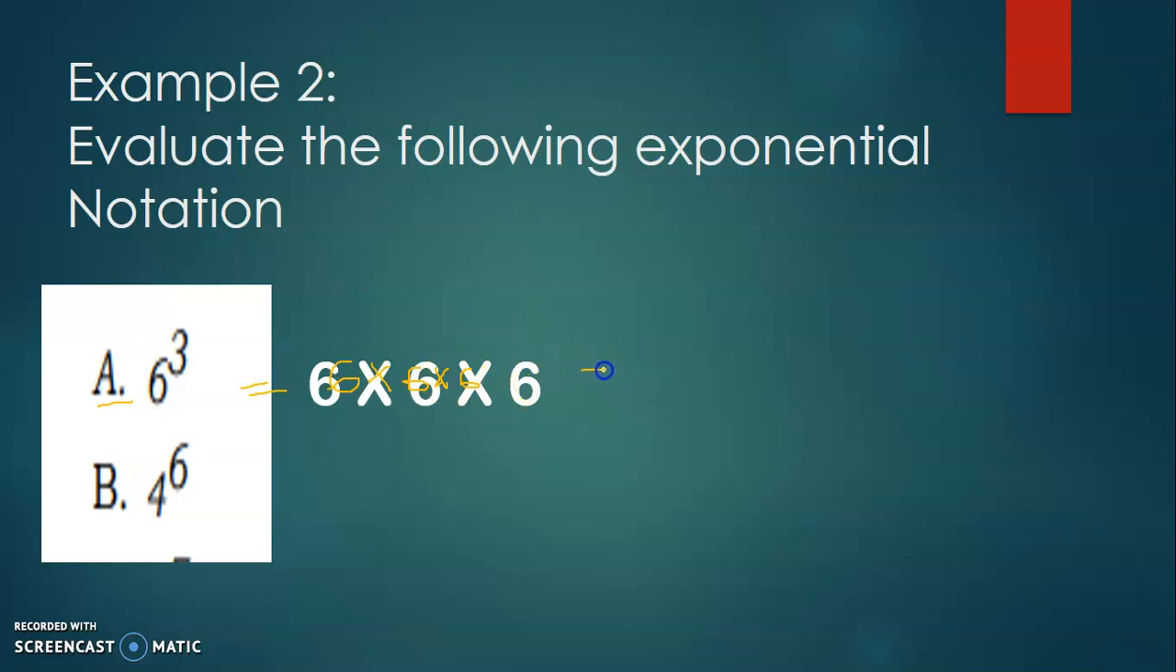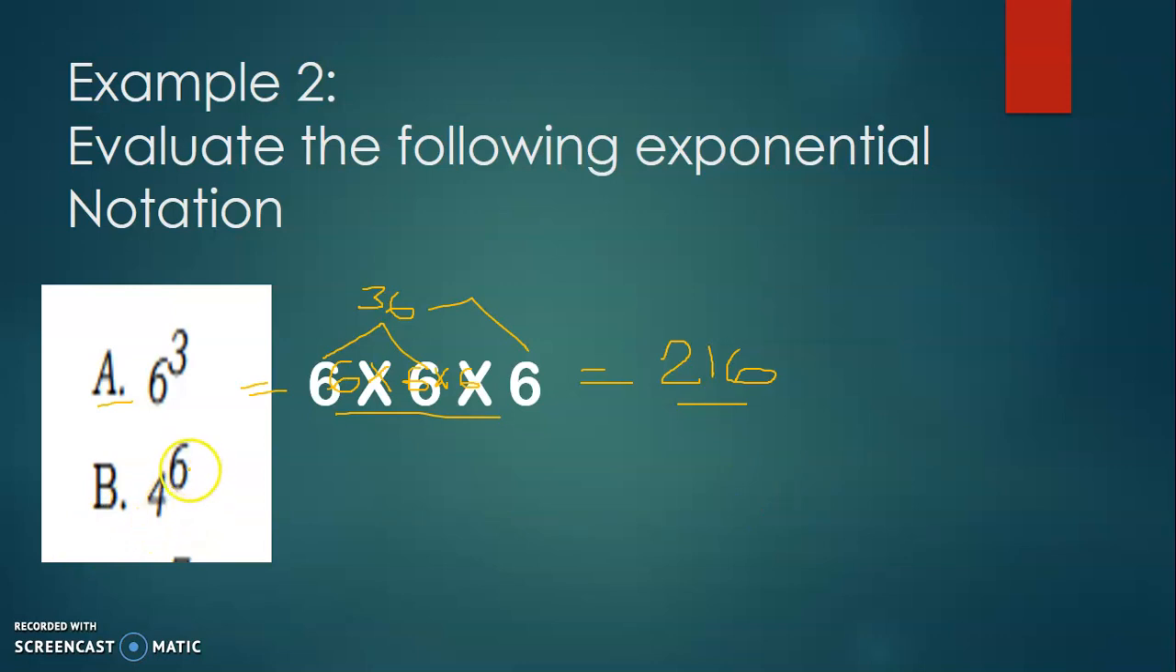Okay. So, multiply everything. That is 6 times 6. That is 36. And then 36 times 6. Of course, that is 216. So, 6 to the power of 3 in expanded form, that is 6 times 6 times 6. And the value is 216. Ganun lang siya.